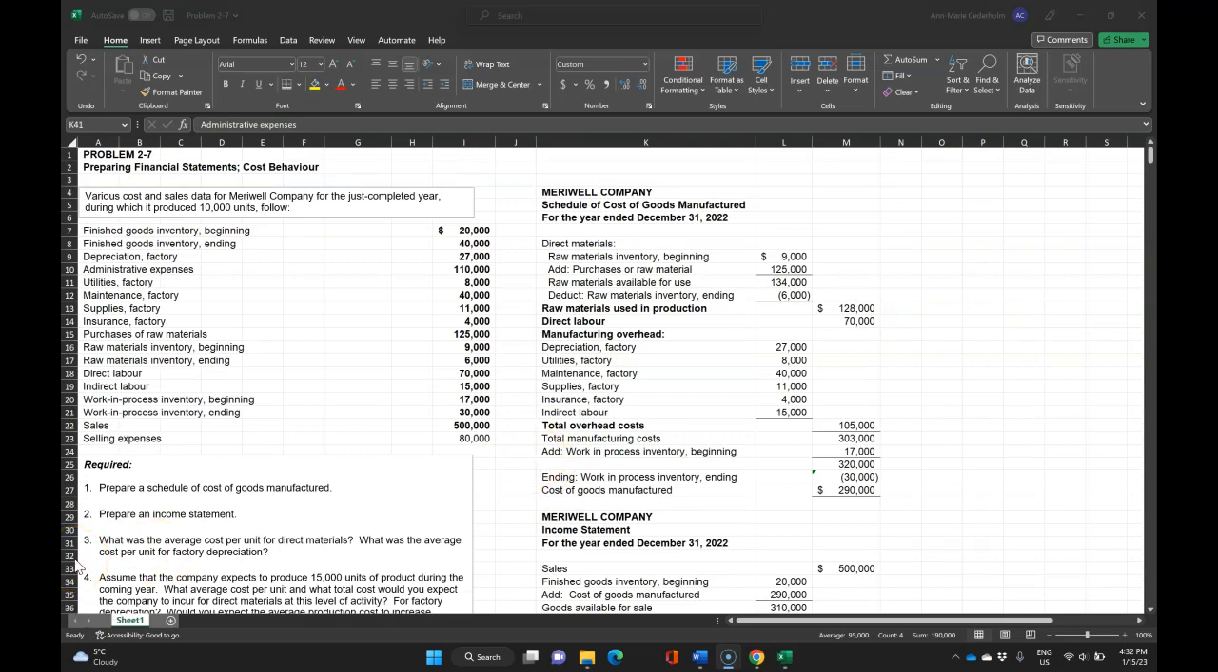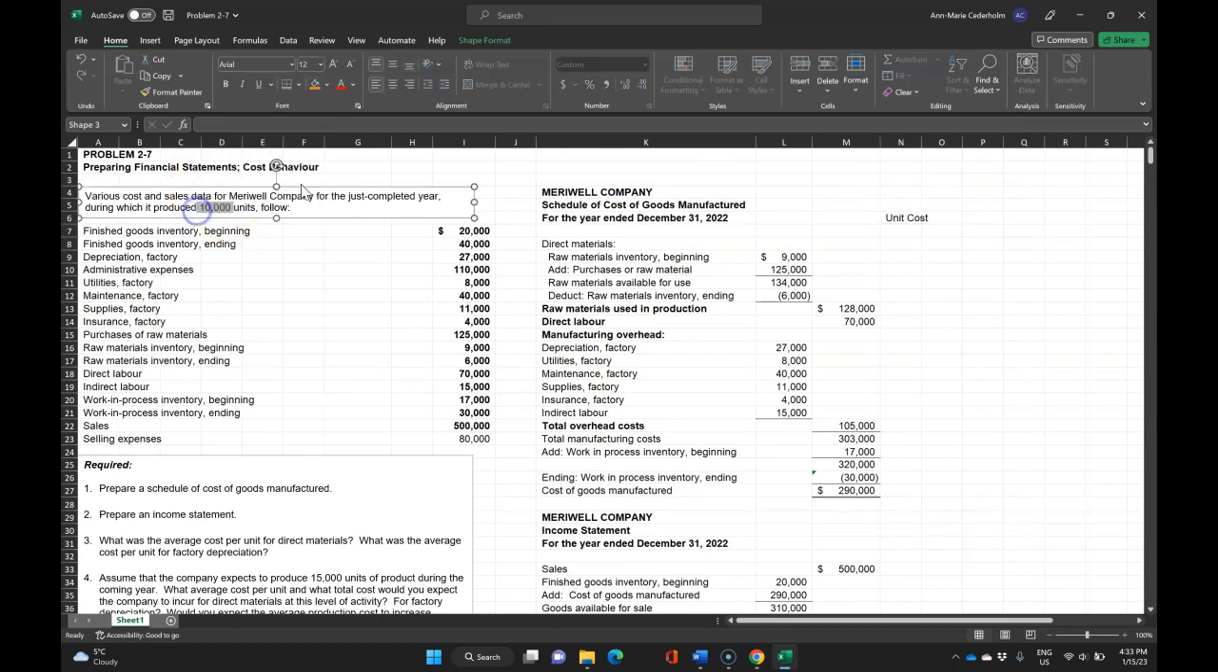So in number 3, they're just having some fun with us. They're asking us what was the average cost per unit for direct materials. So what I can do is maybe just right beside the schedule, I'll just say unit cost. And the unit cost that this information was based off of was 10,000 units. So maybe I'll say units right there.